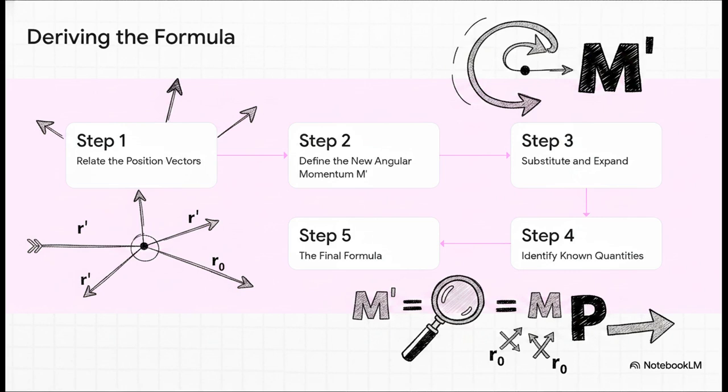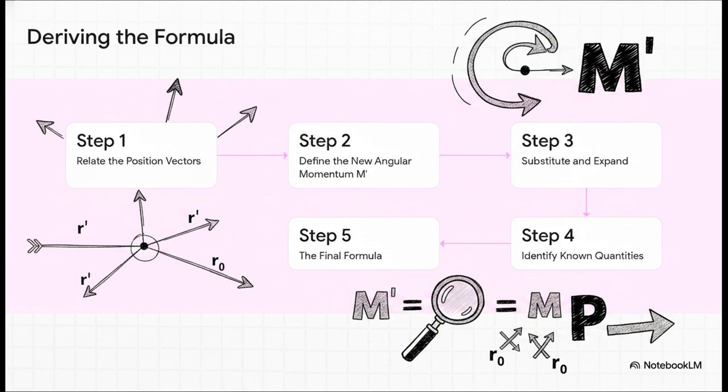All right, let's roll up our sleeves and build this formula. First step, we have to relate the old position vectors to the new ones. It's just simple geometry. The new vector to a particle, r prime, is just the old vector, r, minus the shift vector, r naught. Easy enough. Step 2. We just write down the definition for our new angular momentum, M prime. It's the sum of all the new position vectors, r prime, crossed with their momentum, p.